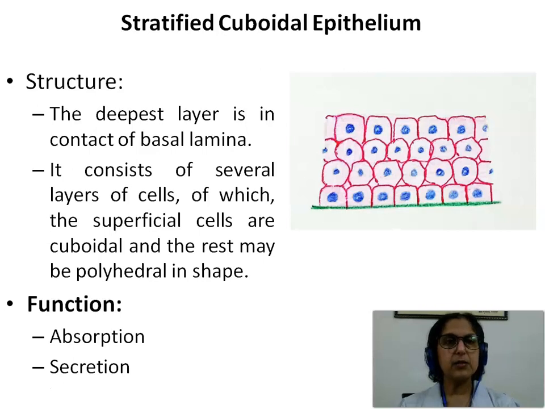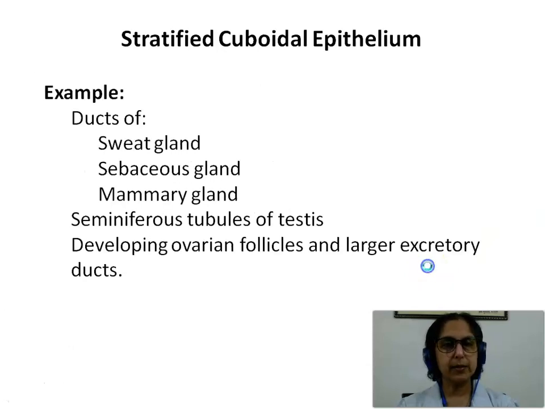It consists of several layers of cells, of which the superficial cells are cuboidal and the rest may be polyhedral in shape. That's what's seen here in the diagram, the basal lamina, the basal layer or the deepest layer of cuboidal cells. In between are the polymorphic layers, and the surface cells are cuboidal. So this is stratified cuboidal epithelium. Function being absorption and secretion.